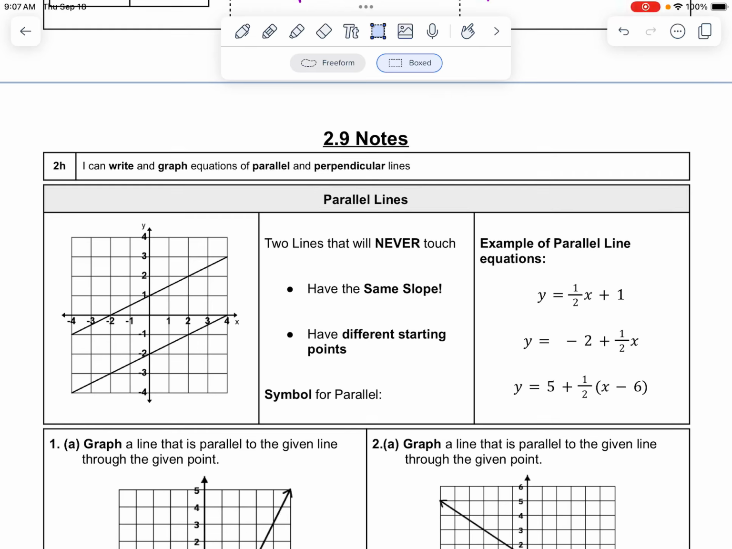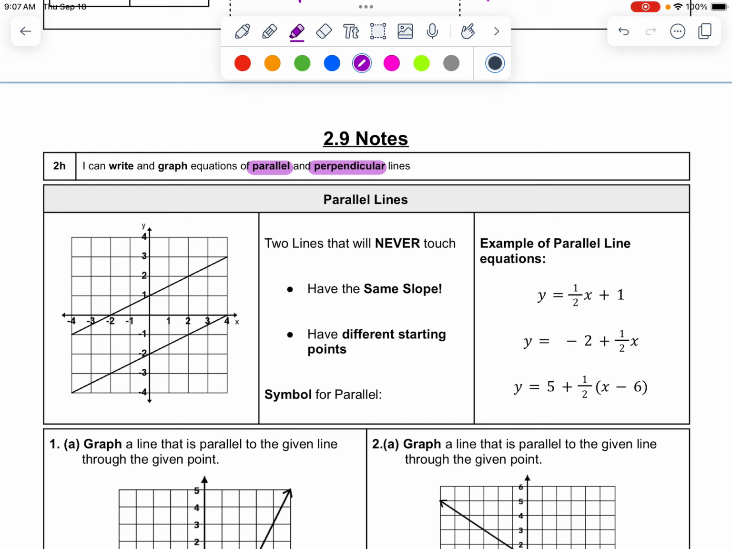Hi everybody! In this video, I'm going to be going through the notes for lesson 2.9. In this lesson, we are going to be learning about relationships between lines. So instead of looking at one line at a time, we're going to be looking at more than one line. And we are going to learn about what makes lines parallel or perpendicular to each other.